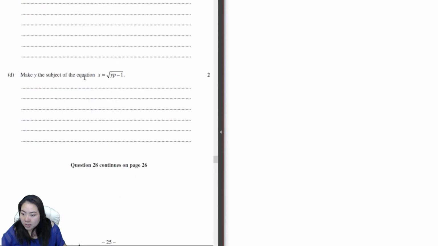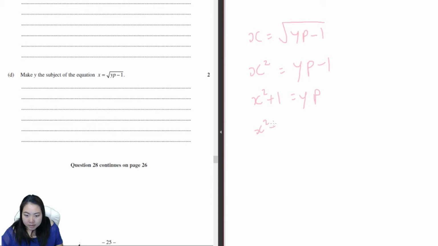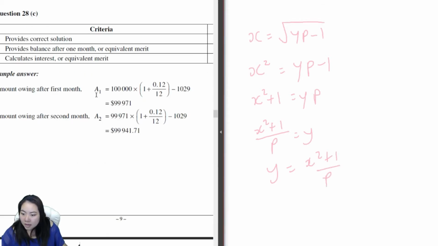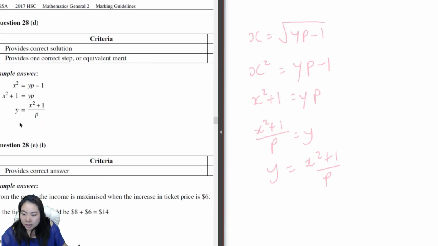D. Make y the subject of the equation. Oh, I love this question, and we need to make it y equals for 2 marks. I'm going to square both sides. Plus 1 to both sides. Divide by p on both sides. And there we go. Y is equal to x squared plus 1 over p. Done. 2 marks. Let's see. Y is equal to x squared plus 1 over p. Good stuff.